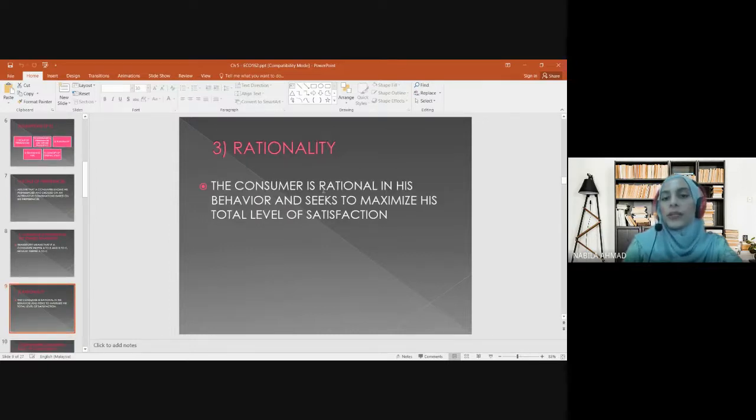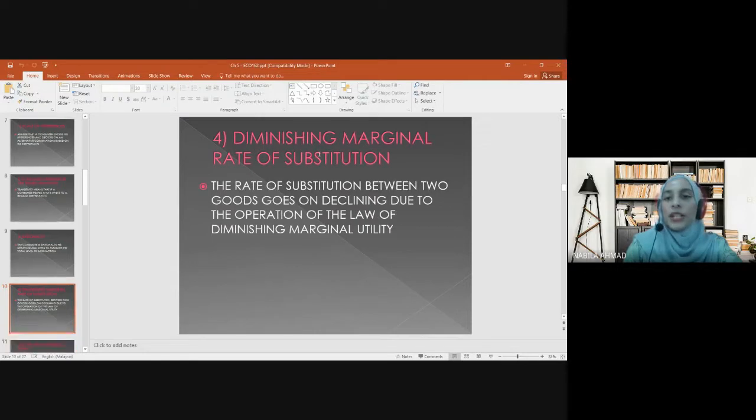Rationality: the consumer is rational in his behavior and seeks to maximize his total level of satisfaction. Diminishing marginal rate of substitution: the rate of substitution between two goods goes on declining due to the operation of the law of diminishing marginal utility. Maknanya semakin banyak kita consume, semakin kuranglah kita punya satisfaction. Alright, so kita nak substitute from one good to another good, dia punya slope dia adalah declining.